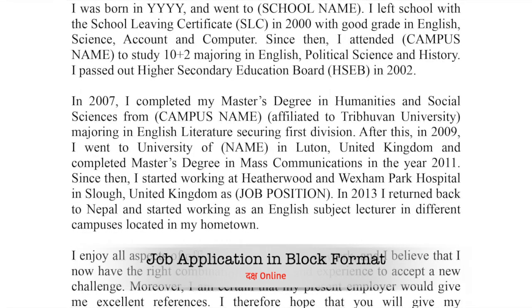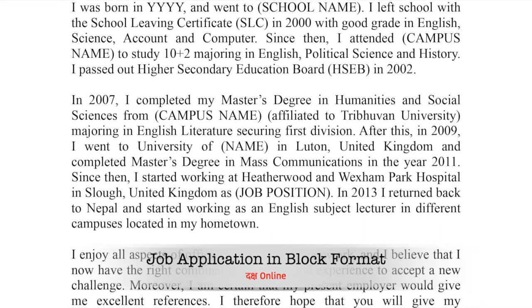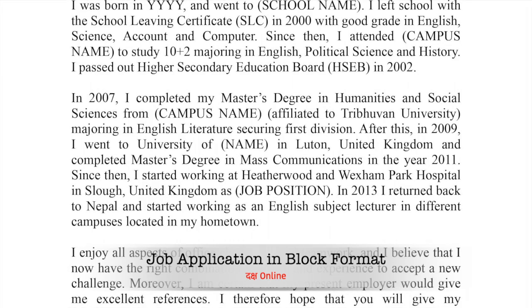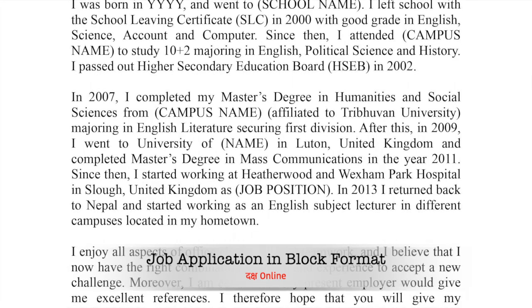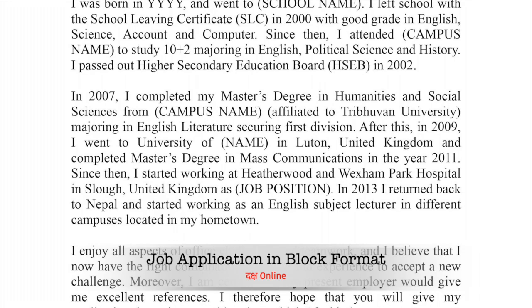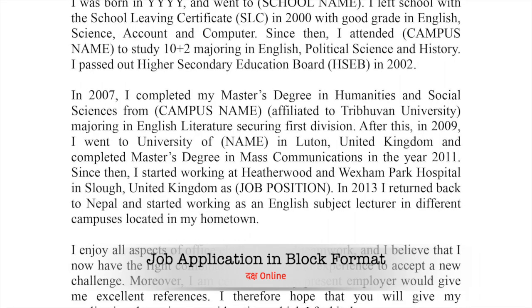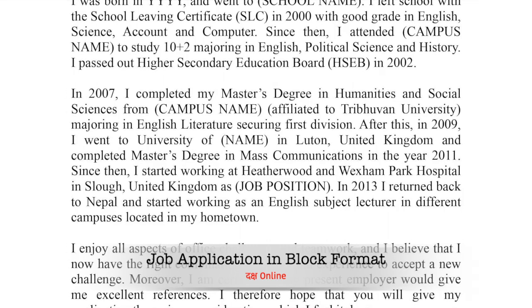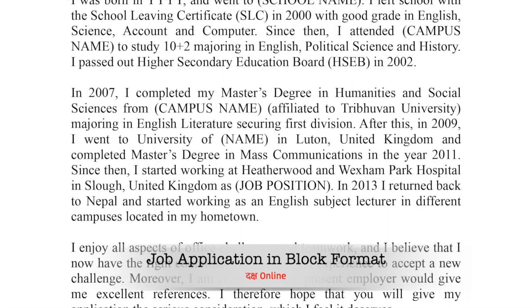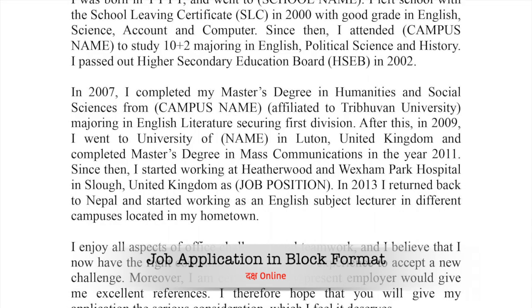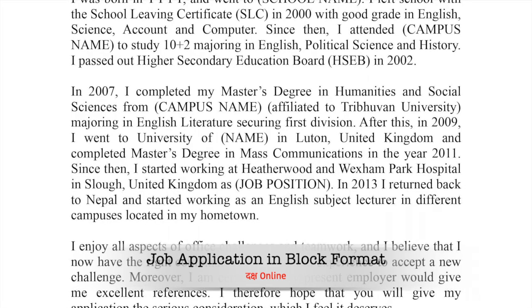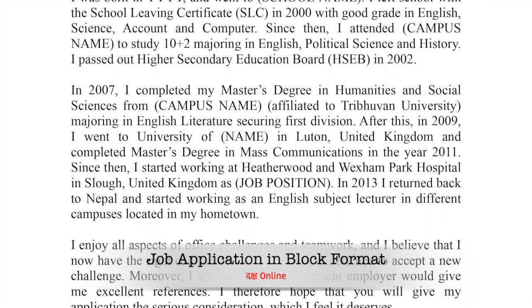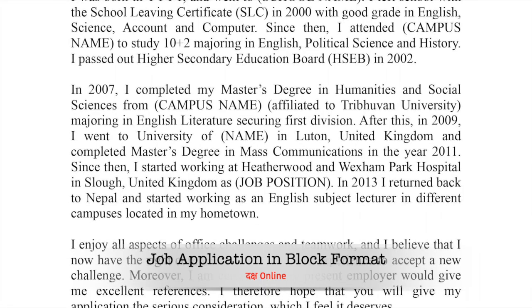Now let us talk about block and semi-block format. Most letters are written in block, modified block, or semi-block format. Anyway, today we are going to talk about block and semi-block format only. So what is a block format then? Block format features all elements of the letter aligned to the left margin of the page. It has a neat and simple appearance.